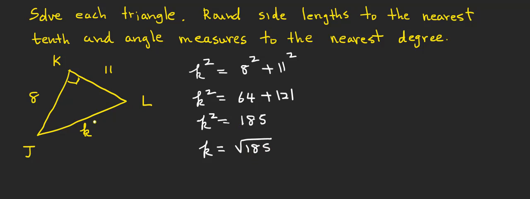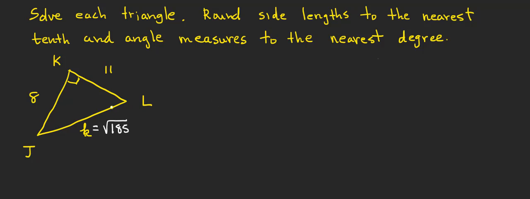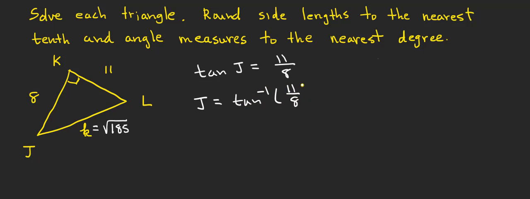Now, it's actually positive or negative, but since we're dealing with length, and length has to be positive, we know that K is radical 185. Let's just leave it like this for a second. Now we need to find angle J and angle L. In order to find angle J, look at the opposite of angle J. It's 11, and the adjacent is 8. So you could say that tangent of angle J is opposite 11 over 8. And in order to find angle J, you have to do the inverse tangent. So J equals inverse tangent of 11 over 8.